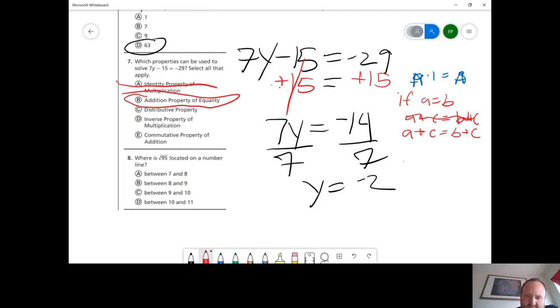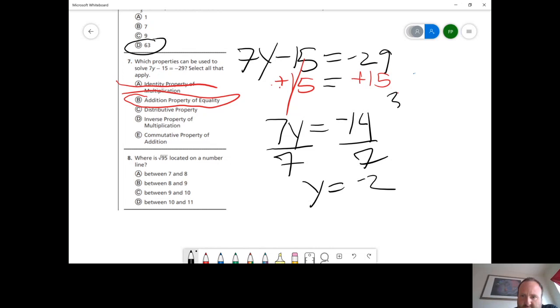Distributive property. Distributive property would be if we had something like 3x times 2 plus x. And we'd be multiplying this by this and this by that, but that doesn't really look like anything we just did, so that's not going to work. We're going to strike that one out as well.